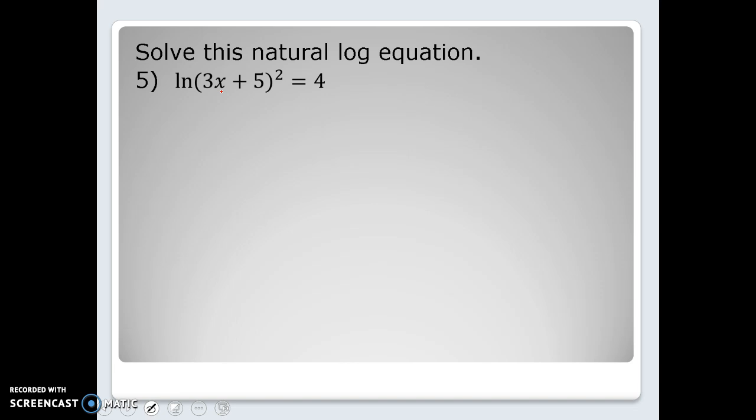Let's take a look at example number 5 then. So this is not an exponential function, but a logarithmic equation, a natural log equation.